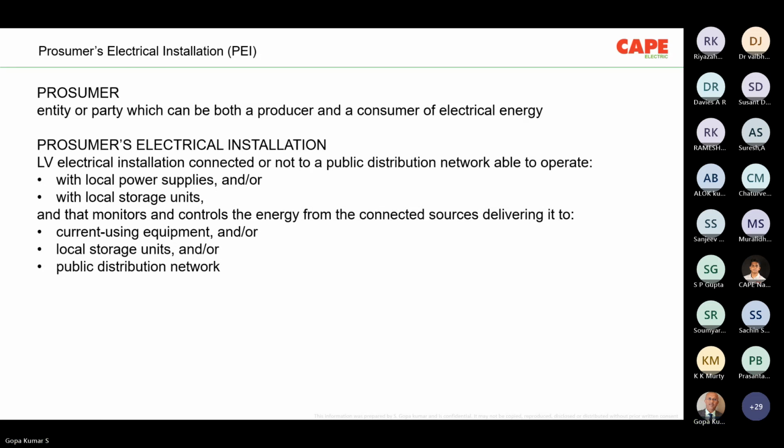So if we look at consumer premise, or in comparison to the consumer premise, prosumer premise needs monitoring because we are talking about smart grid as well. So this is a low voltage electrical installation, which is either connected to a public distribution network or not connected, with the local power supplies and/or with the local energy storage. Probably there is a storage battery system as well. And it is having a monitoring and control system for controlling the generation, controlling the storage, controlling the pumping of the energy, and so on. And these prosumer electrical installations are classified into the individual PEI, collective PEI, and shared PEI.